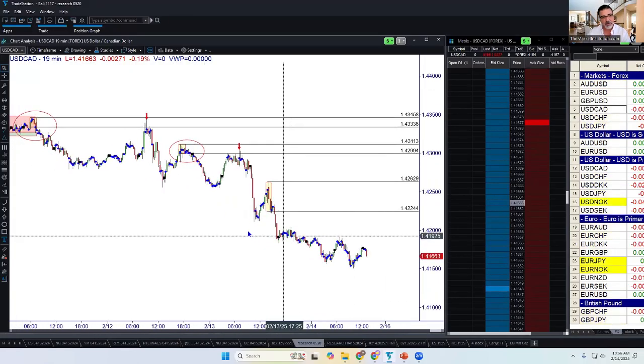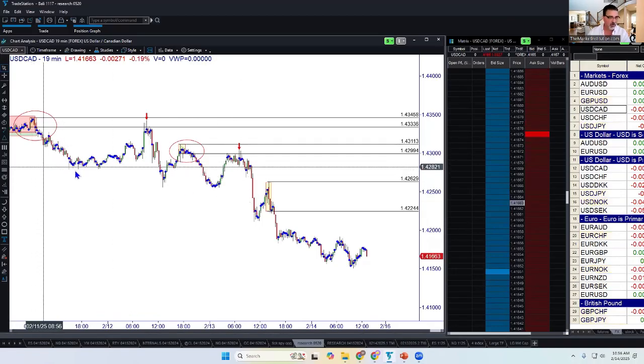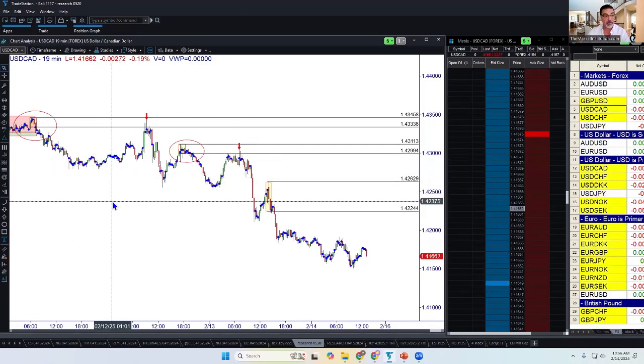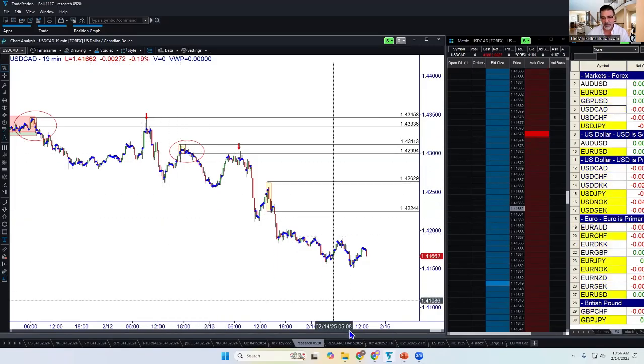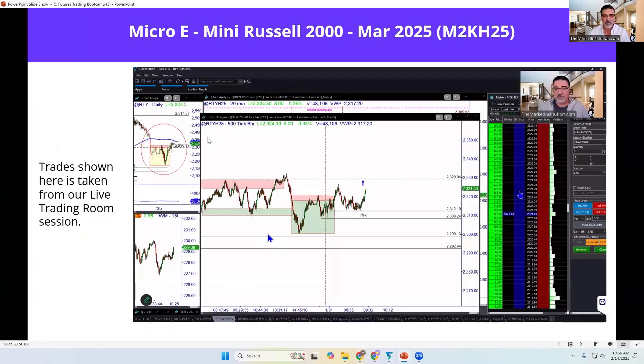Your first step is to validate and verify, going through any product, any chart, a trade you desire to take, and then look over to the left, adjust your time frame up or down, and verify the leg-base group of candles. It gets very cool. This is what we use in our trading.